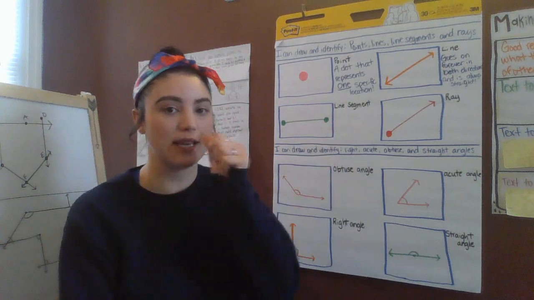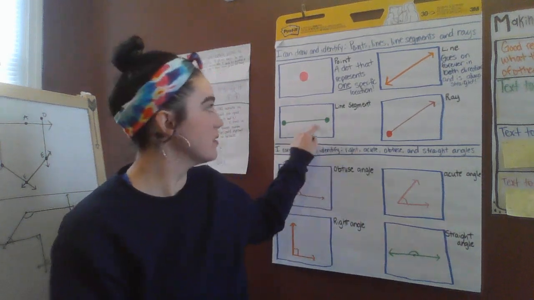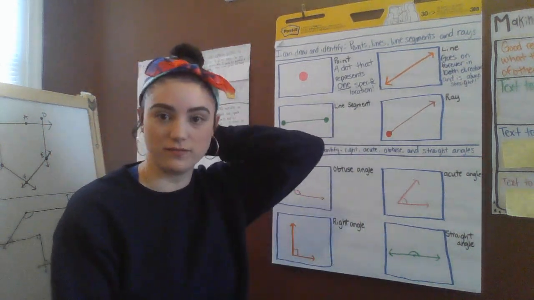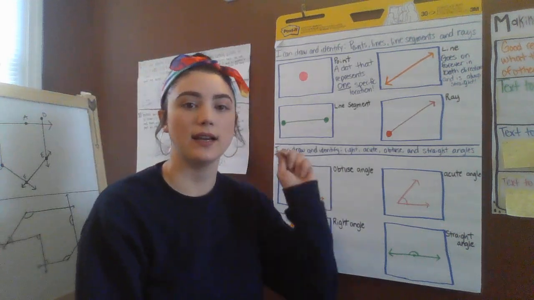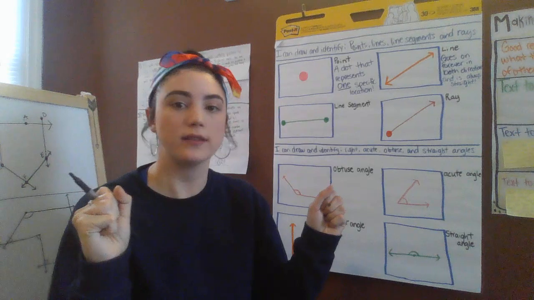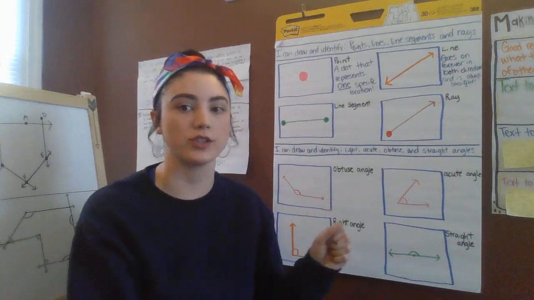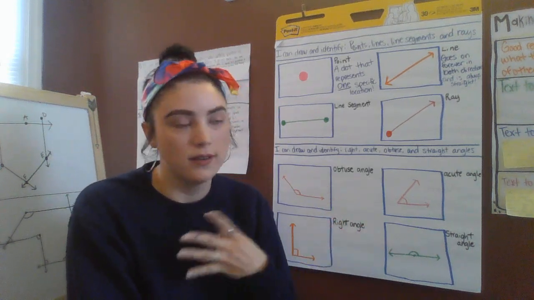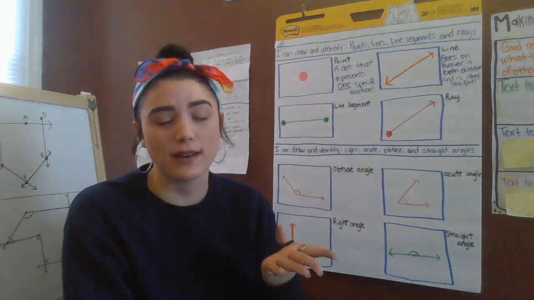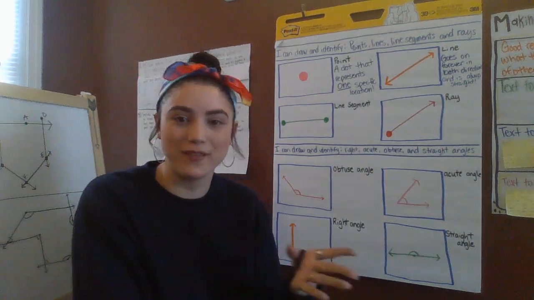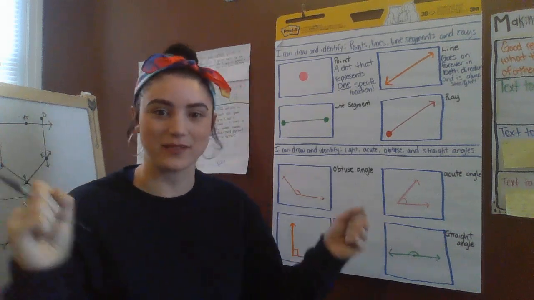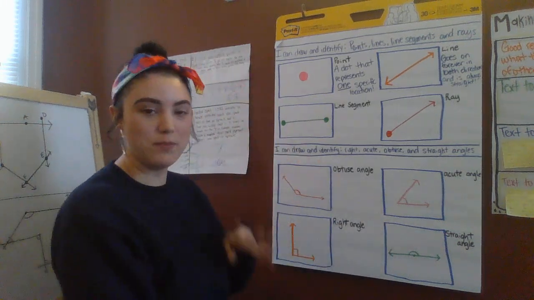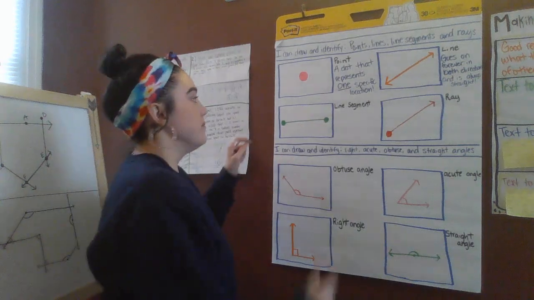Next, we have a line segment. A line segment and a line look very much the same. The only difference is a line segment has a starting point and an ending point. It does not go on forever in both directions. So really, when I say line up, we're actually in a line segment, not a line, because we don't have an infinite amount of students. We have a starting amount of students and an ending amount of students. So when we line up, we get a line segment.